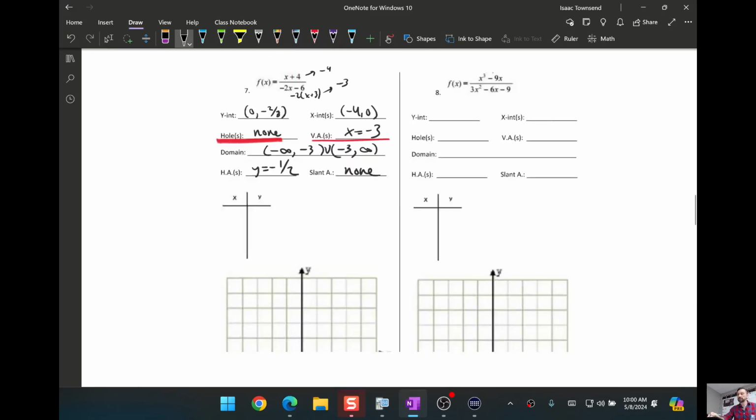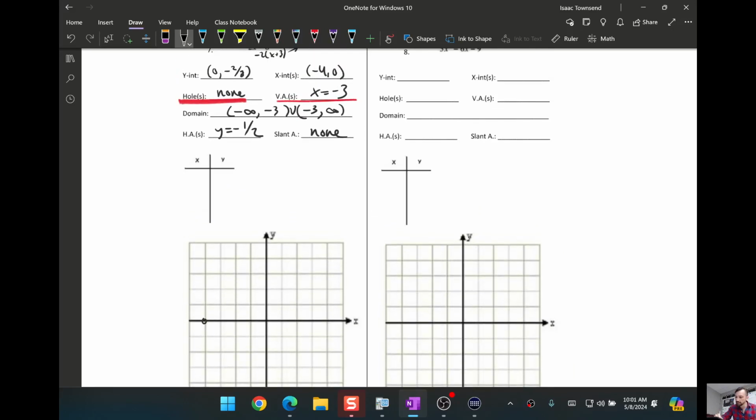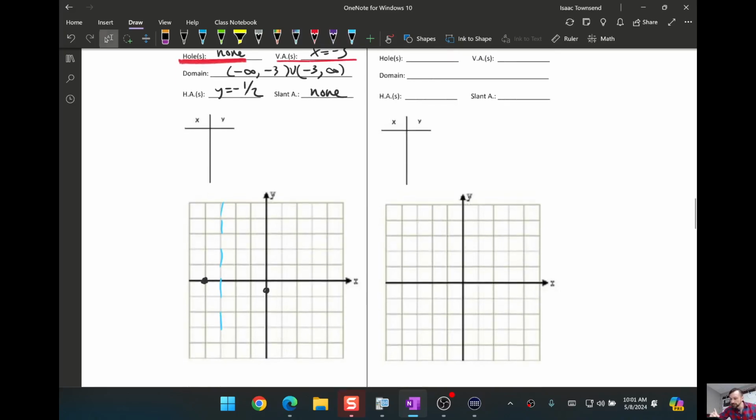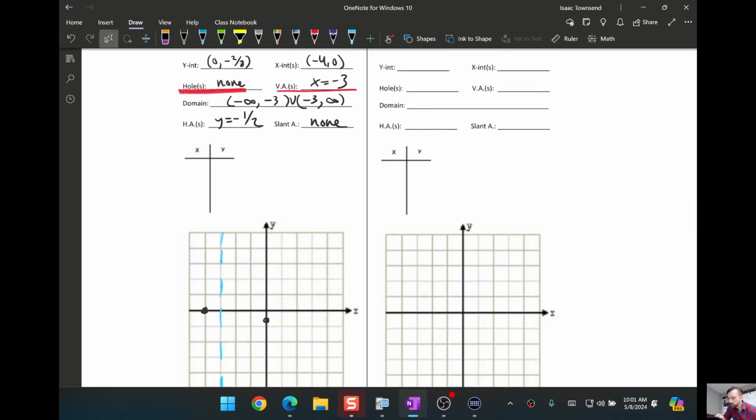We start throwing all this on our graph. We got a couple points. We've got a vertical asymptote. Again, make sure you're graphing the asymptotes as dashed lines. We've got a slant asymptote. Make sure you put some thought into whether -1/2 or -2/3 is farther down.